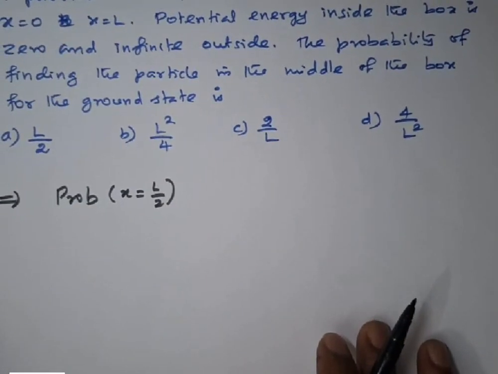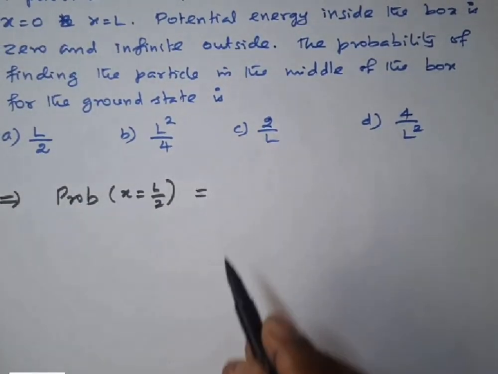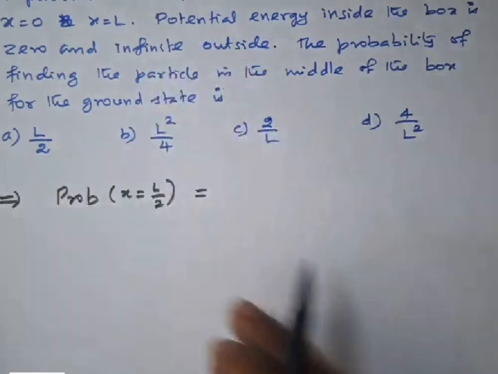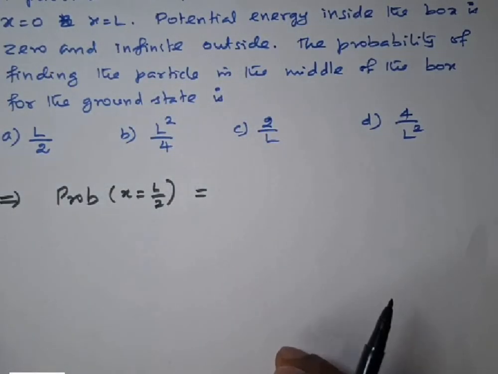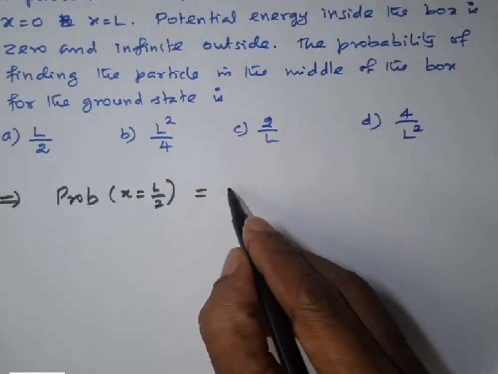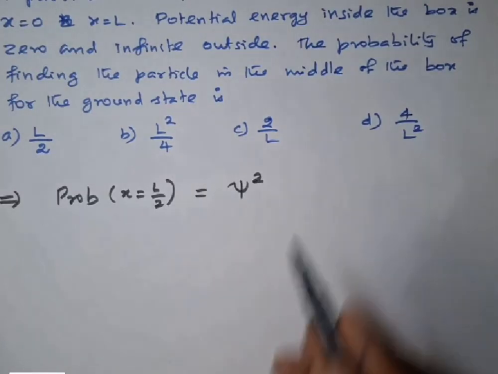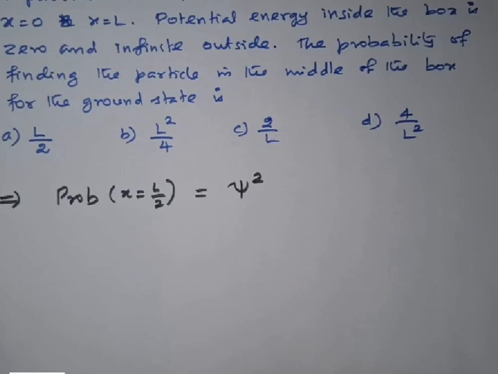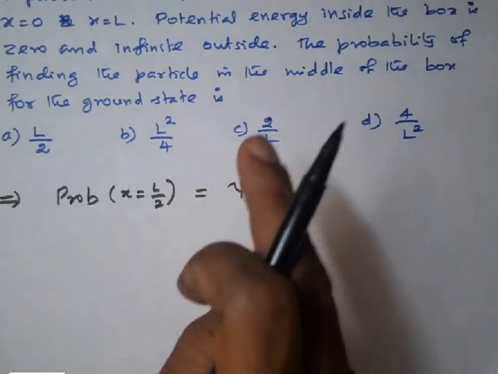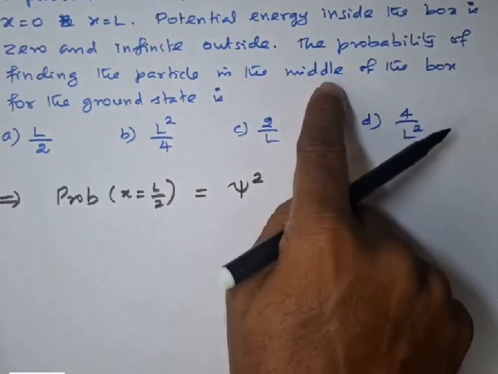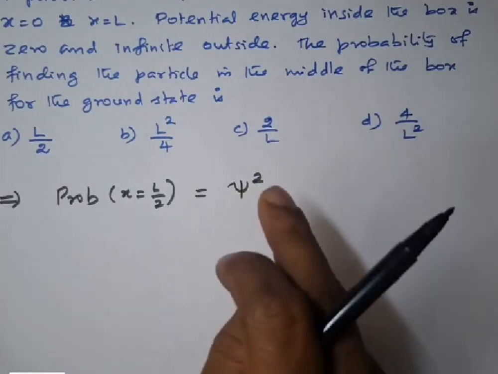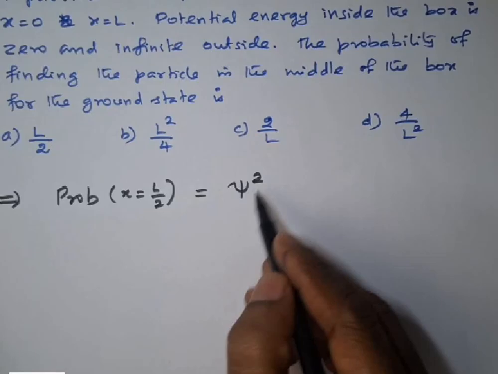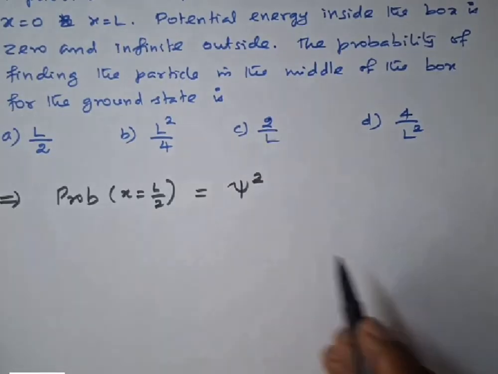You know very well, since in a particle in a 1D box the wave functions are real functions, psi square will give the probability of finding the particle at a particular point. Here they are asking the probability in the middle of the box. So at the middle of the box, what's the probability? You take the square of the wave function at the middle of the box.